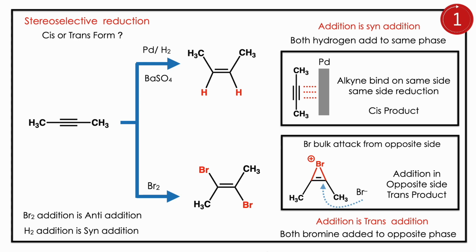On the contrary, bromine goes through a bromonium mechanism. So the addition of bromine is only possible through anti-addition. So anti-products form. In palladium you have the cis form. In bromine you have the trans form.